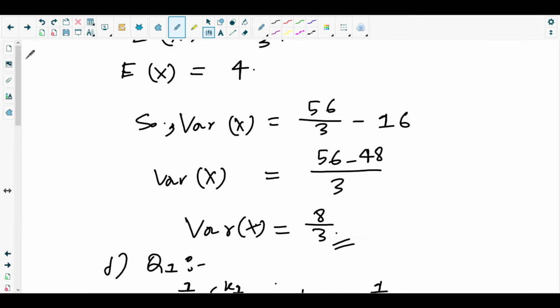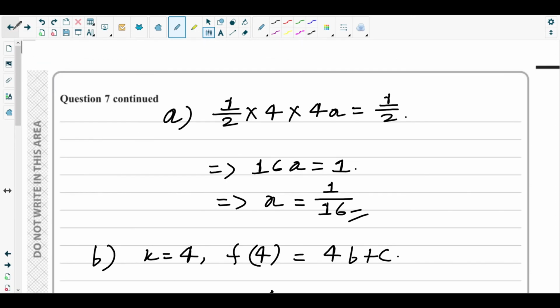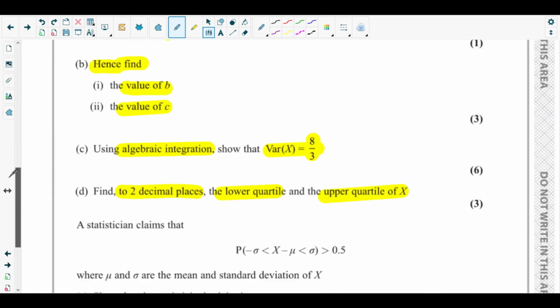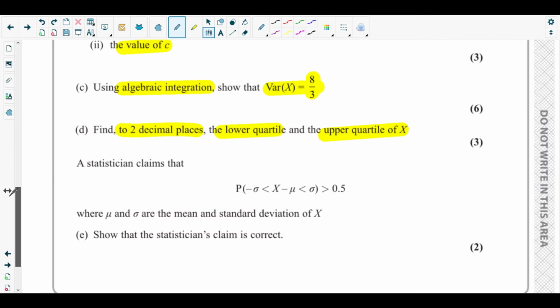And the lower quartile, it's what? Only 2 square root of 2. So that's what part D of question number 7 has asked for. Fine. Okay. Next is part E.